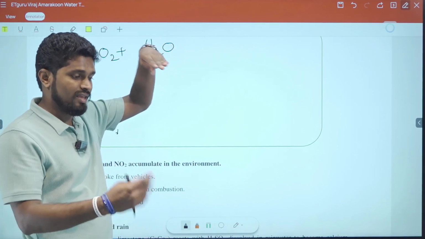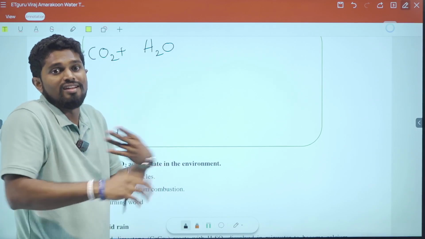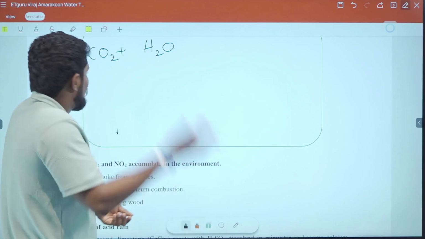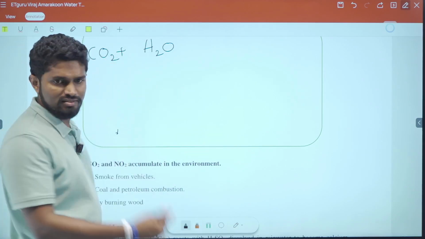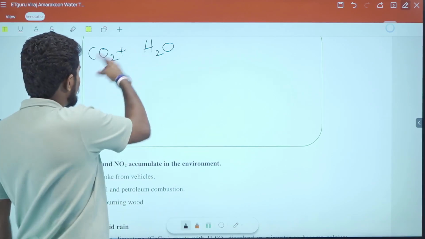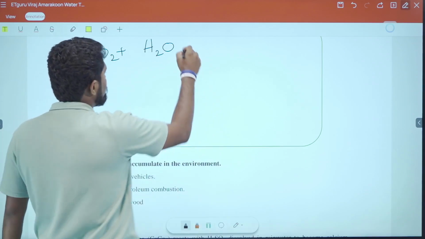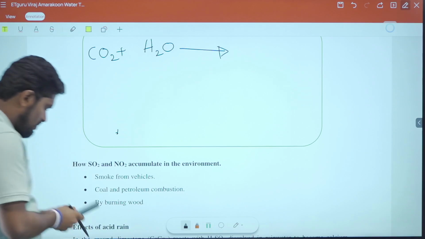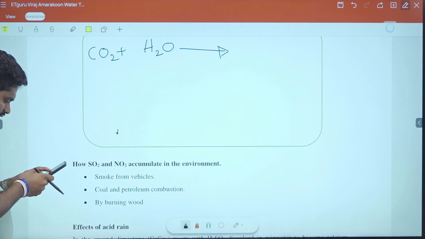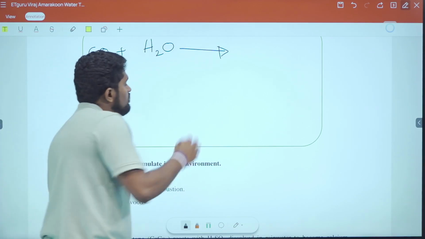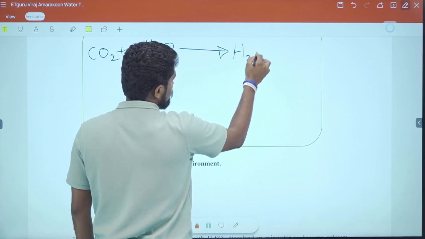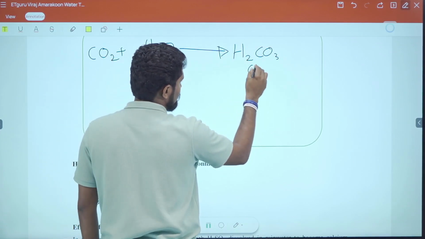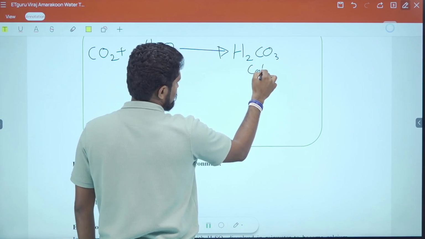From human processes, in industry applications and our common day-to-day activities, what happens? Carbon dioxide is going up and it will add into the water, and what happens? It creates some acid. Those acid we can call H2CO3. That acid we can call carbonic acid.